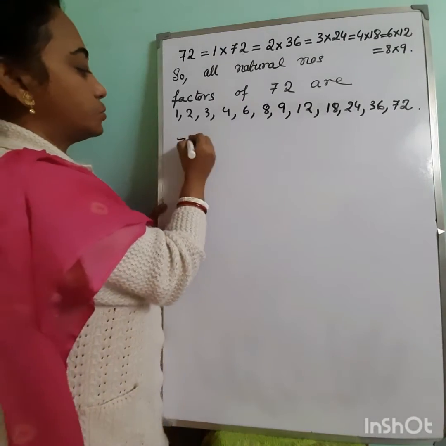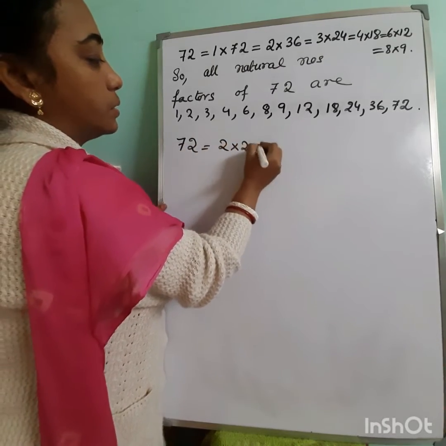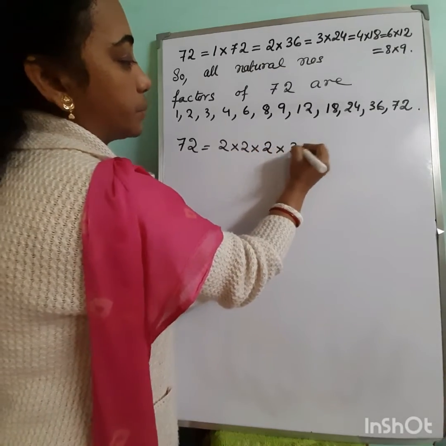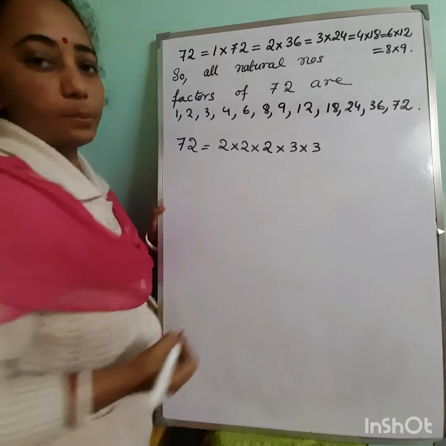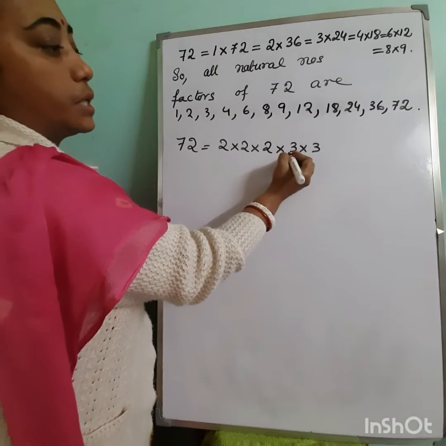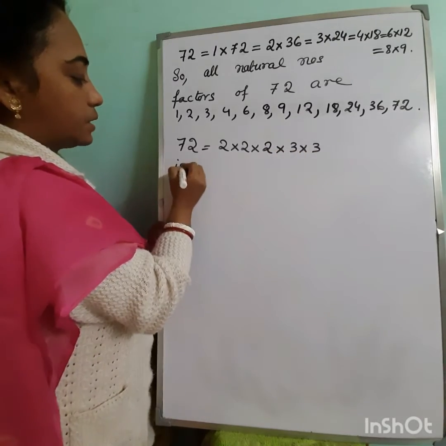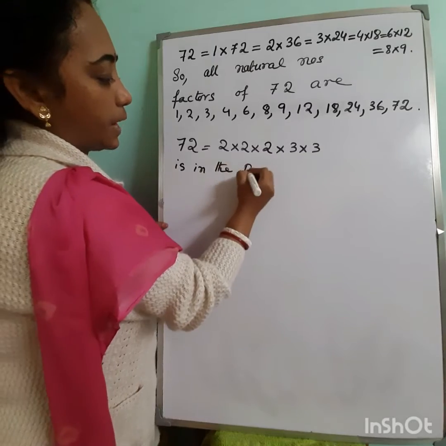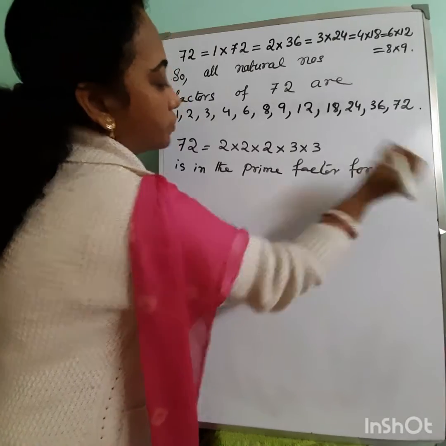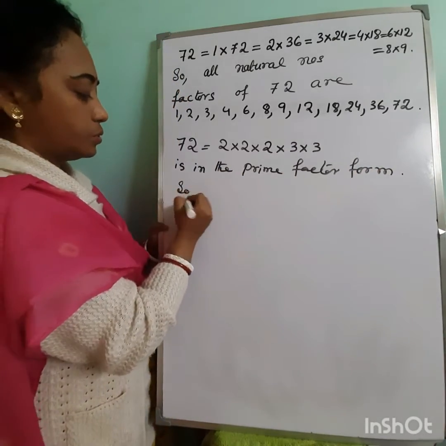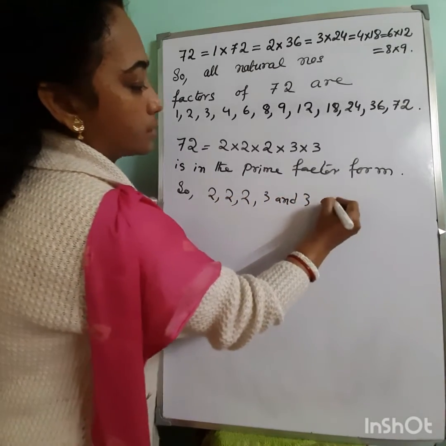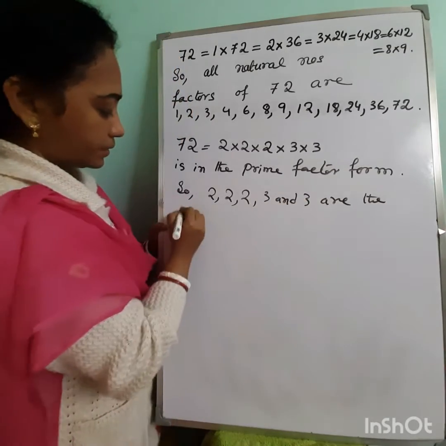Also we can write 72 as 8 multiplied by 9, and 8 can be written as 2 multiplied by 2 multiplied by 2, and 9 as 3 multiplied by 3. These are all prime numbers. So 72 is equal to 2 multiplied by 2 multiplied by 2 multiplied by 3 multiplied by 3, which is in the prime factor form. So 2, 2, 2, 3 and 3 are the prime factors of 72.